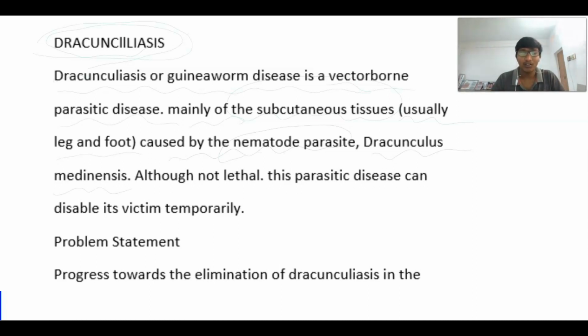Although it is not lethal, this parasitic disease can disable the victim temporarily. Meaning, although it is not causing any death, it can disable the person temporarily.